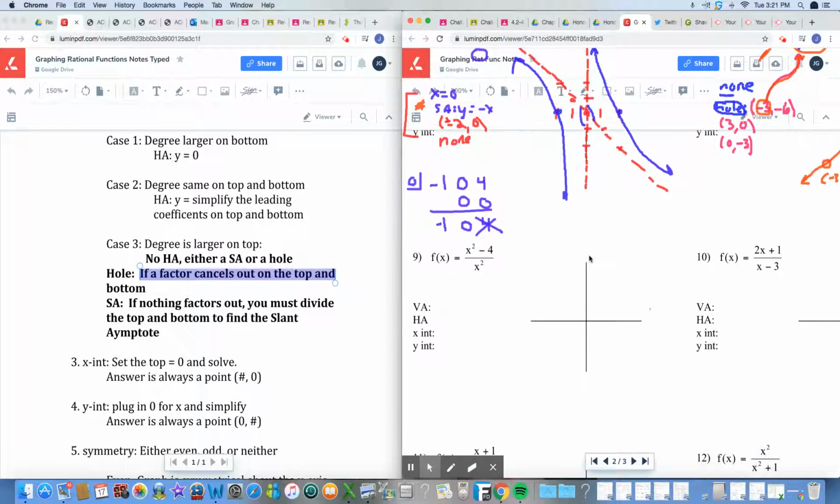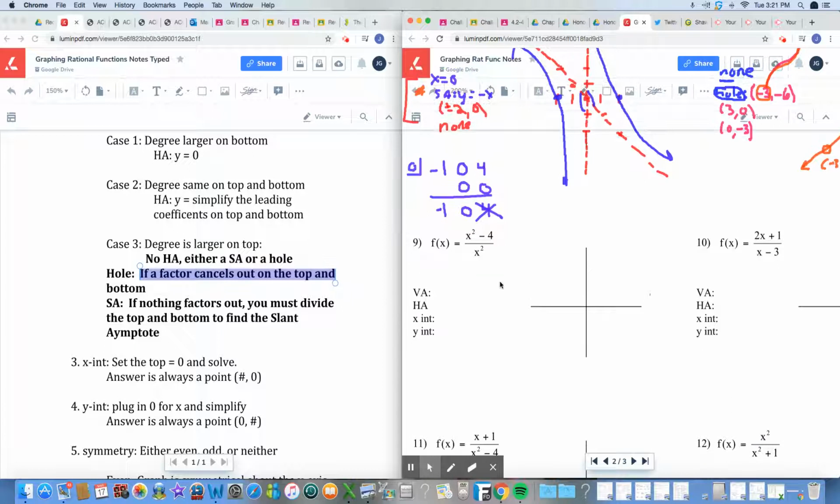So just to practice, I want you guys to pause the video right now and try number 9 before I do it, to see if you can get it. But looking at it right away, you should notice that the degrees are the same. So this is the case where they're the same on the top and bottom. Go ahead and try to do that. Pause the video, try to do that on your own, and then when you come back, I'll go through and do it for you guys.